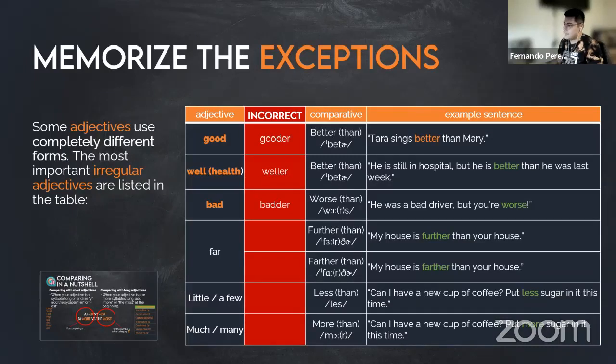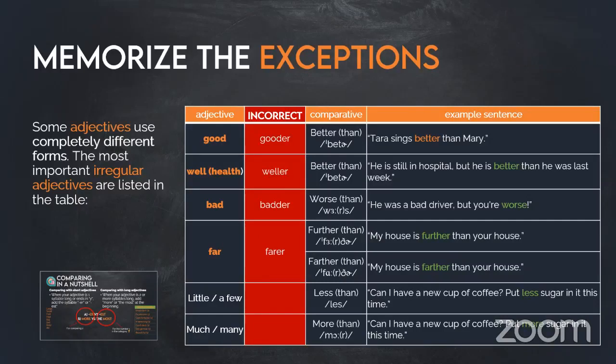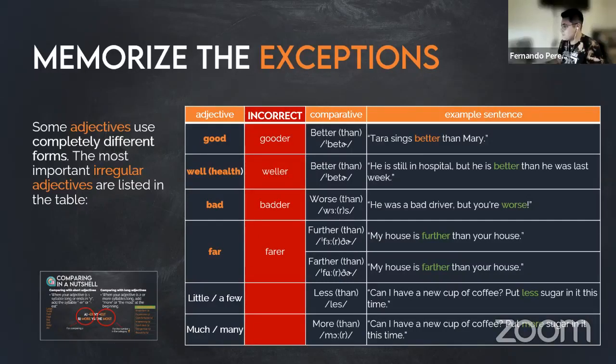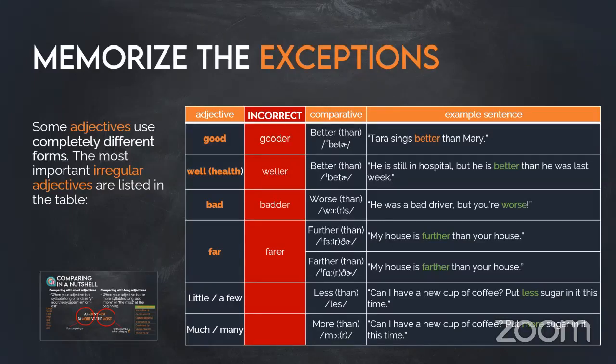The word far is not farther or more far, you know? The correct form is further. Every pronunciation. Further. Further. Very good. Or farther. Option 2. Everybody, farther. Farther. Sounds better.